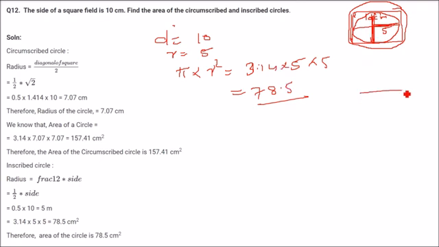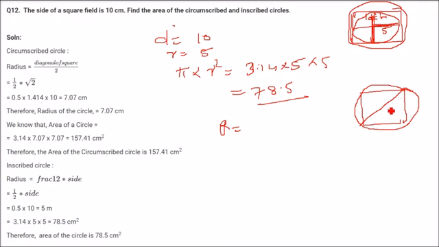Now coming to the circumscribed one, so this one is a square. If you see, if I join this diagonal, this diagonal is going to be the diameter of this outside circle, right? So what is the radius? It is nothing but the diagonal of the square divided by 2.